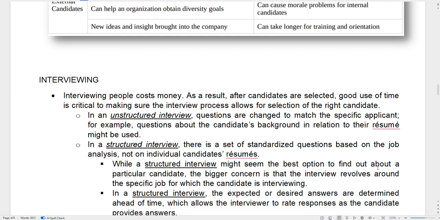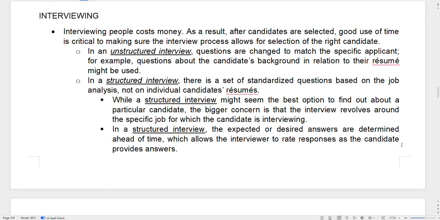So while a structured interview might seem the best option to find out about a particular candidate, the bigger concern is that the interview revolves around the specific job. Oo, wala yung open question. Yan. So kumbaga, may limit. Yan. In a structured interview, the expected or desired answers are determined ahead of time, which allows the interviewer to rate responses as the candidate provides an answer.